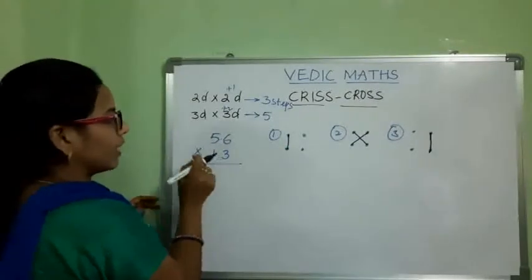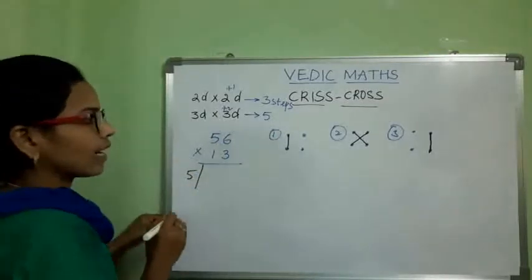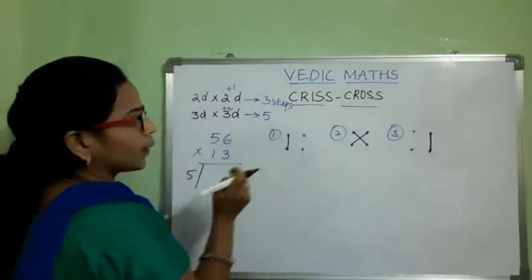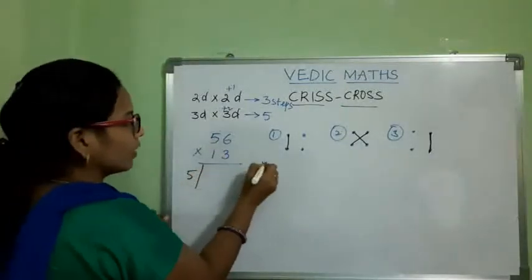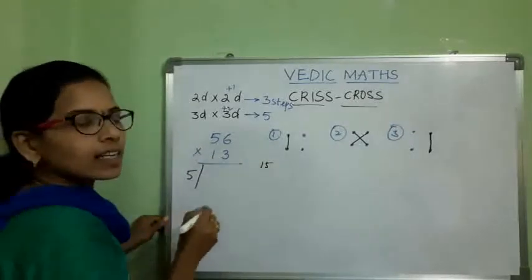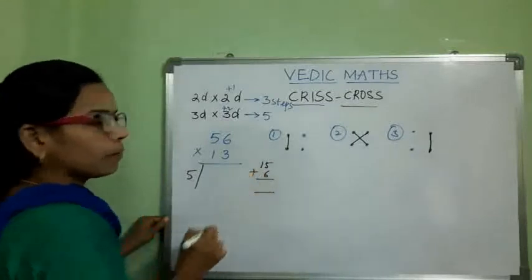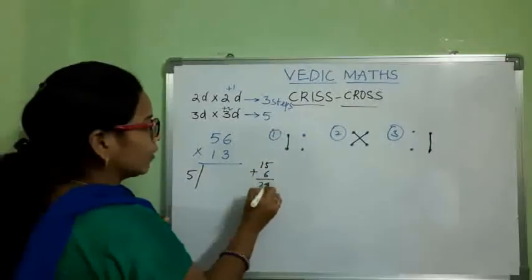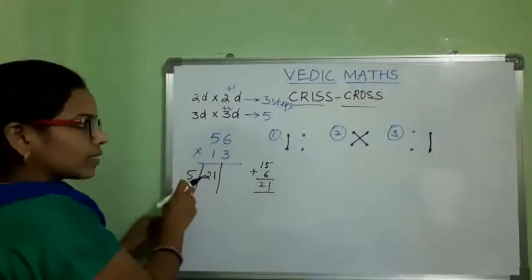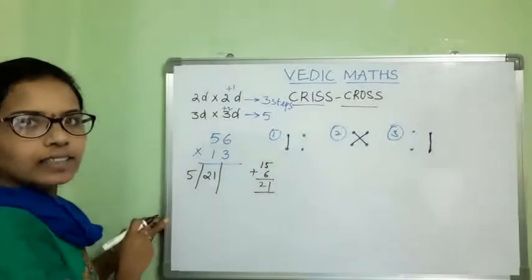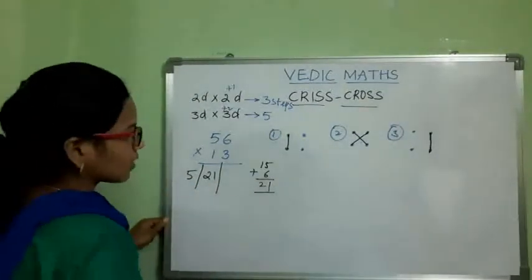First step, 5 and 1. Multiply 5 and 1 and write here, 5 ones are 5. Take a slash here. Second step, cross multiplication of columns 1 and 2. 5 3s are 15, and 6 ones are 6. After getting the products, we add them up: 21. 21 is the answer here. For every step we take a slash. Why we have to take the slash, I will say that next.